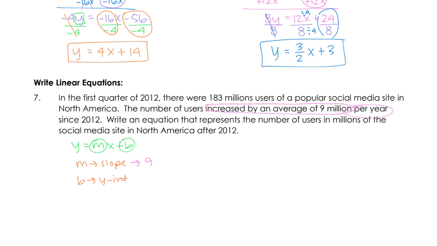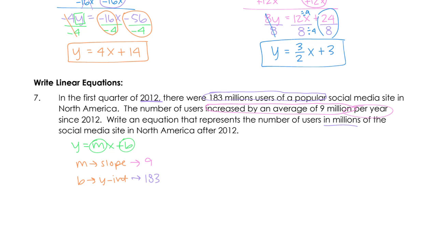Then the other thing we have to find is what's the starting point? Well, we know that they're starting from 2012. We know that there was 183 million users to start with. So then we know that this is going to be 183. Now you'll notice it's also in millions, but this says to write an equation in millions.